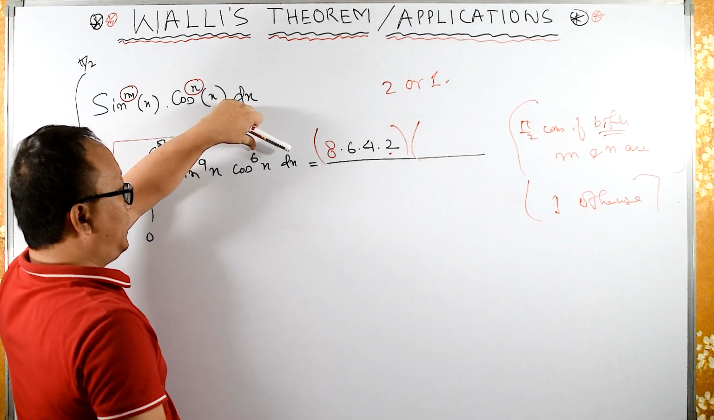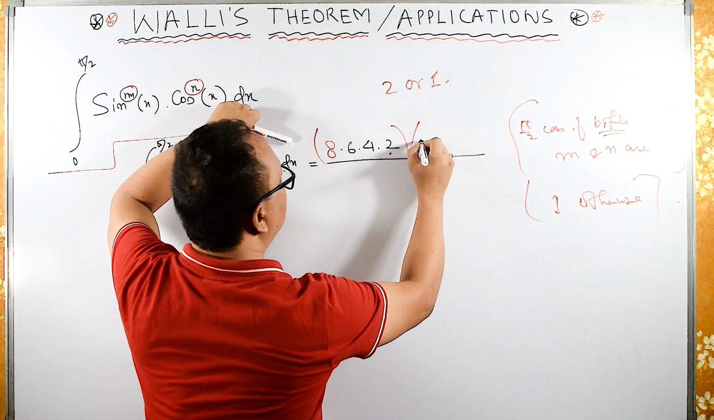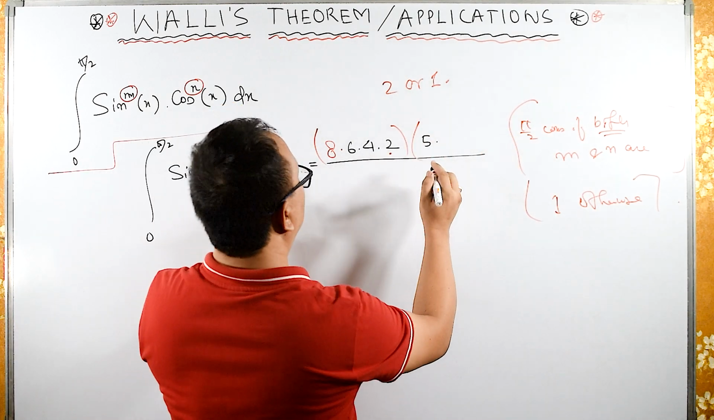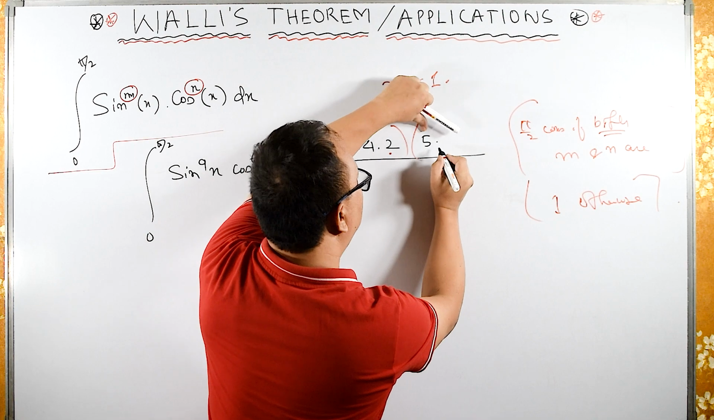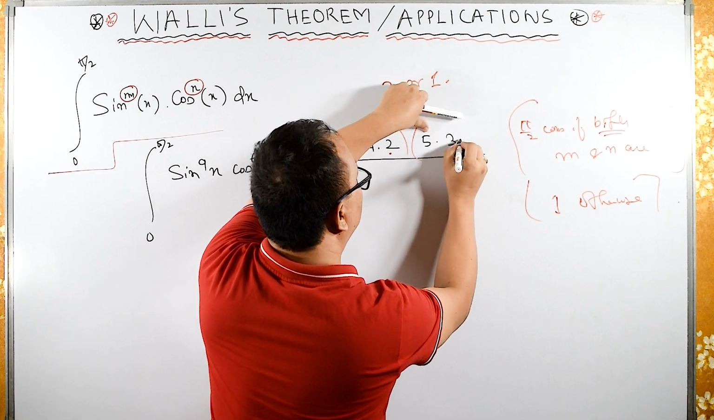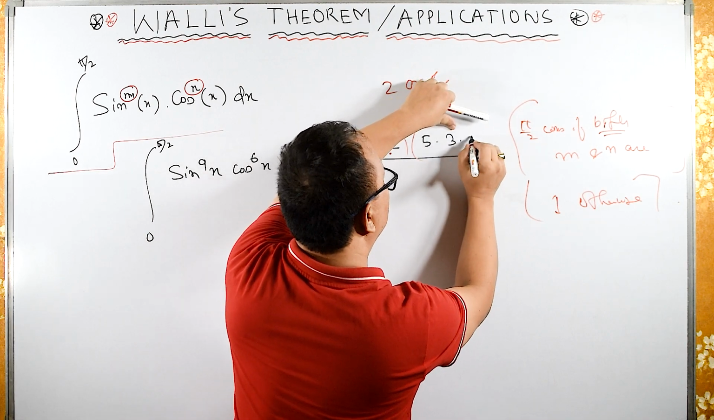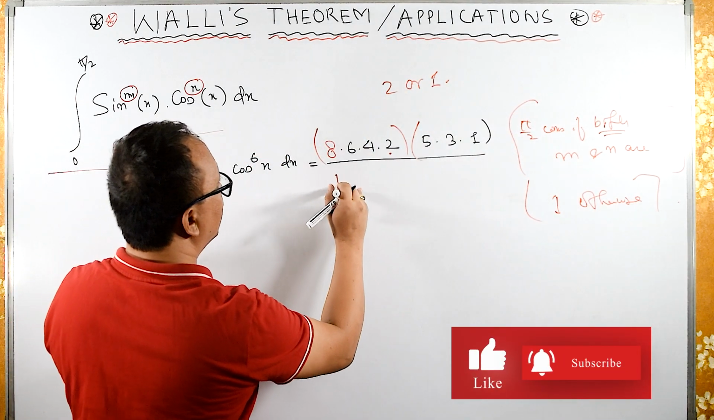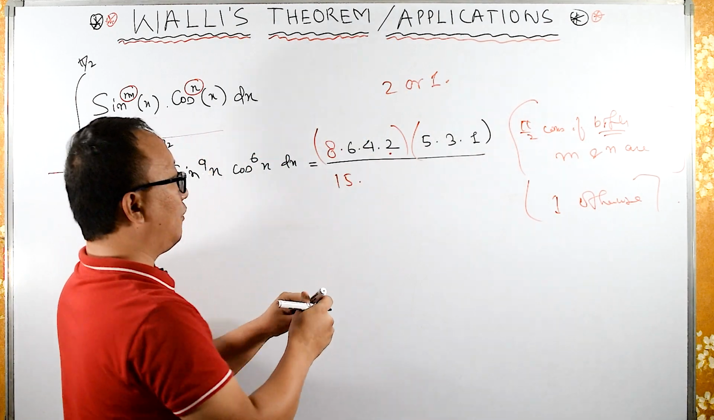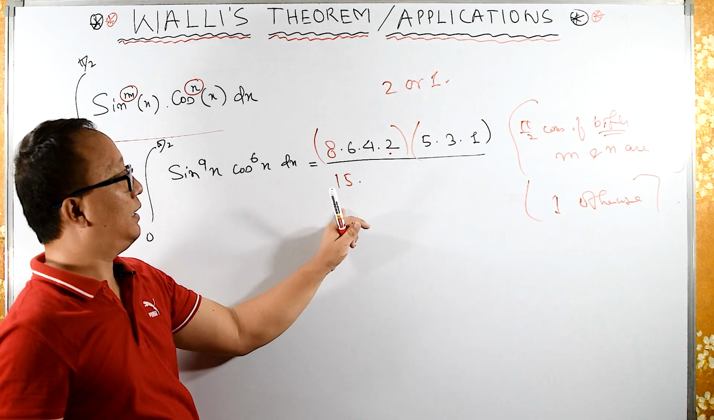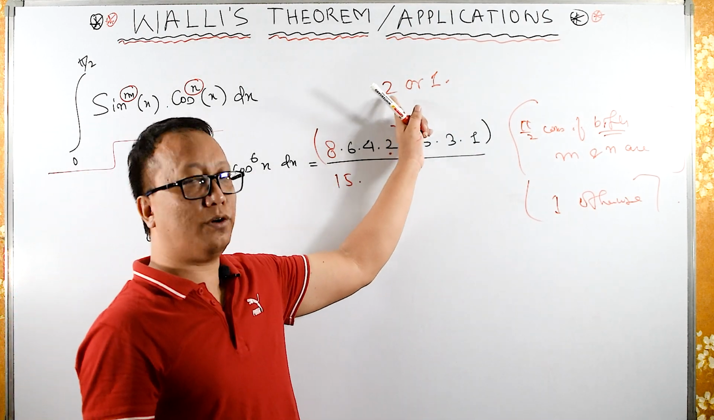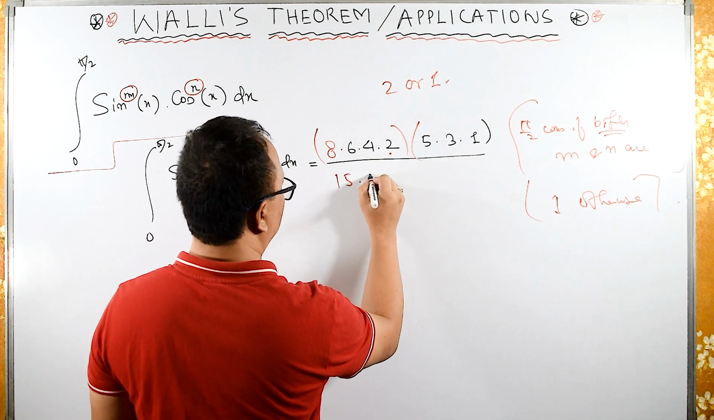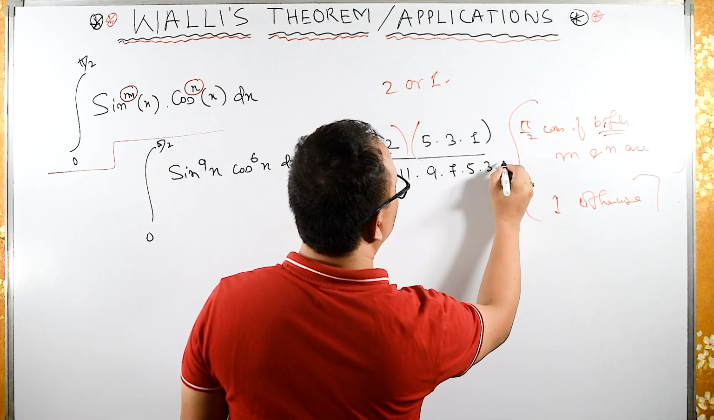And then what about the component for cos 6x? Similarly, from these indices you decrease 1, means 5. Keep on decreasing successively by 2. Here 5, 5 minus 2 is 3, 3 minus 2 is 1. In the denominator, 9 plus 6 is 15. From here you decrease 2 successively till you get either 2 or 1. Here 15 minus 2 is 13, and so on until 3 minus 2 is 1.